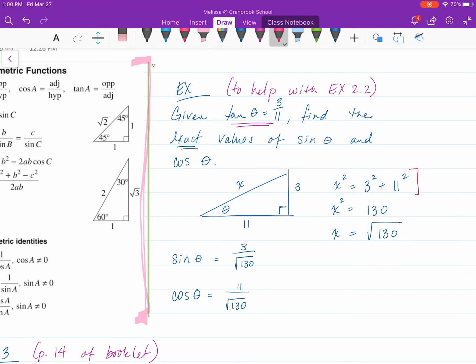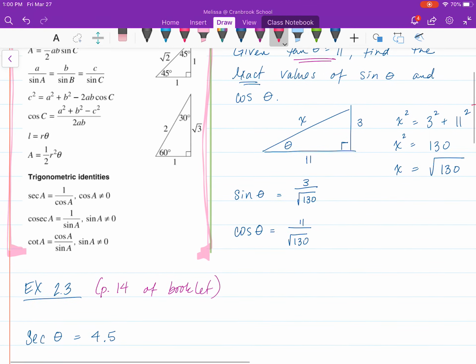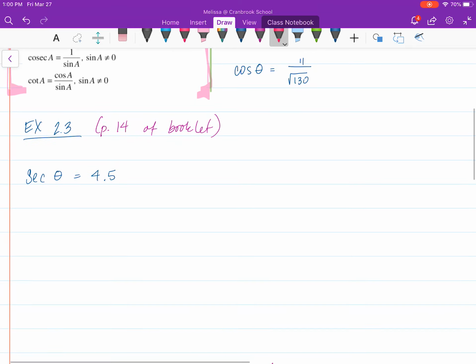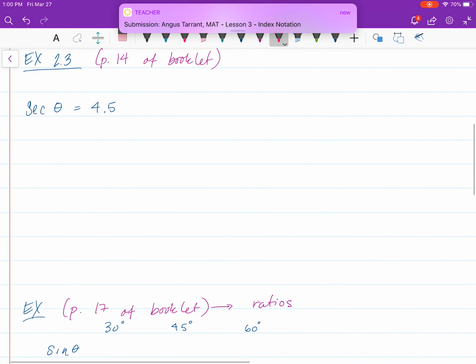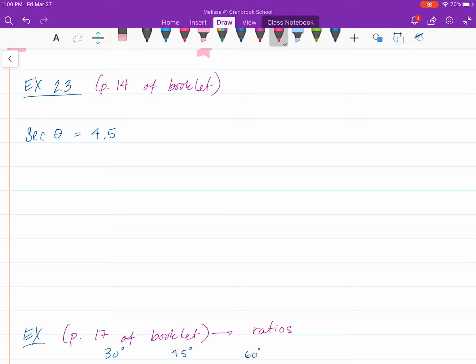So that's the beginning of the examples. And then if you have a look at page 14 of your booklet, you're asked to determine the ratios for cosecant and for cotangent if you know that the secant of theta is 4.5. And this is a little sneaky one. That is a ratio. You could use your calculator or simply the knowledge of how to change that back into an improper fraction. That's 9 on 2. And they've given you sides again.